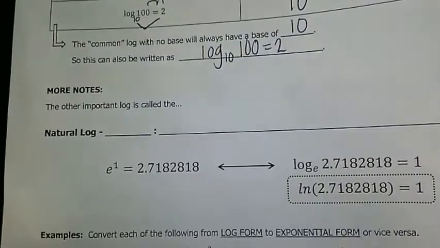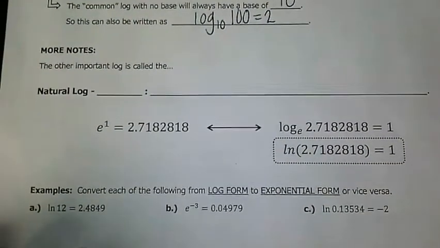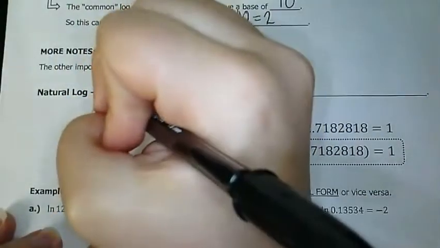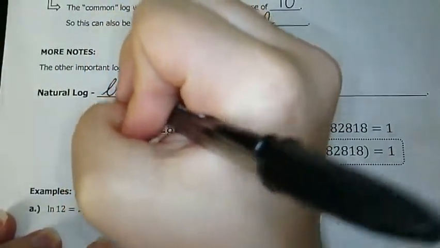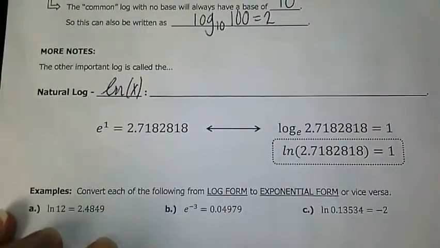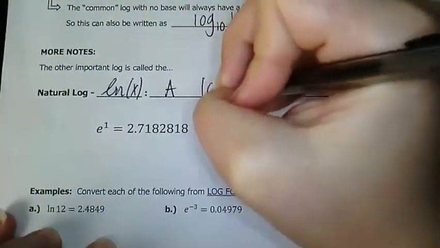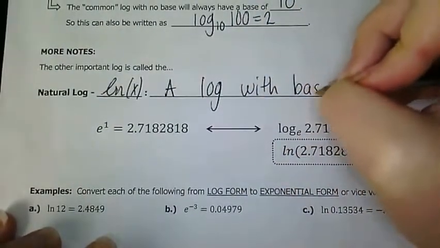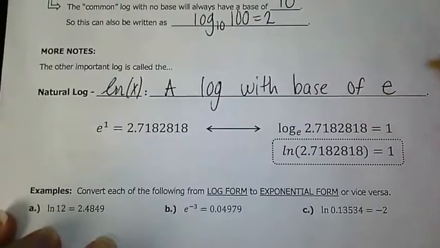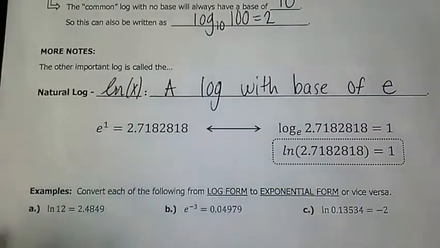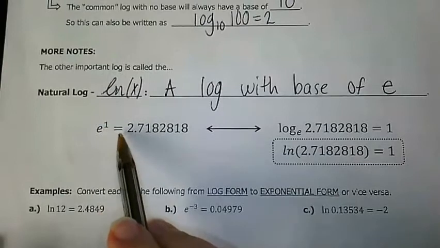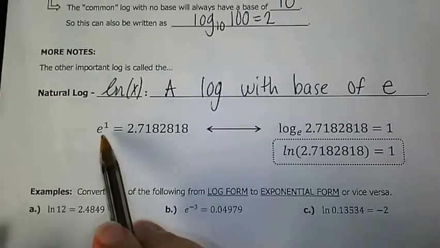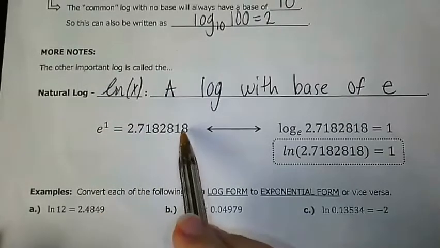Last part of the notes. The other important log is called the natural log. We write this as ln of x. It is a log with base of e. E to the first power is just a number. It's as if we were giving you pi. We all know that pi is a number. So e is also just a number.